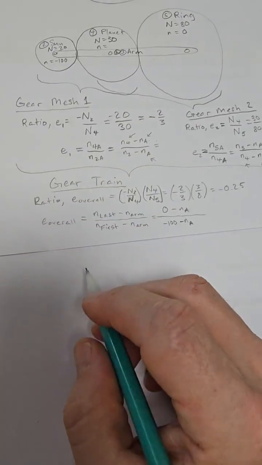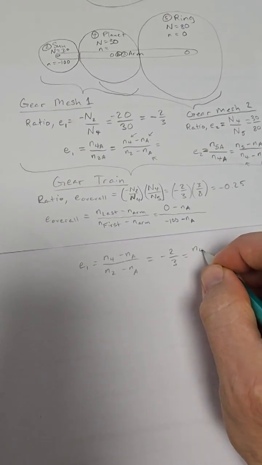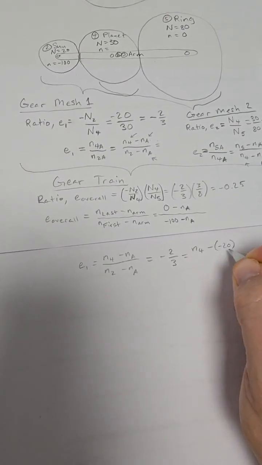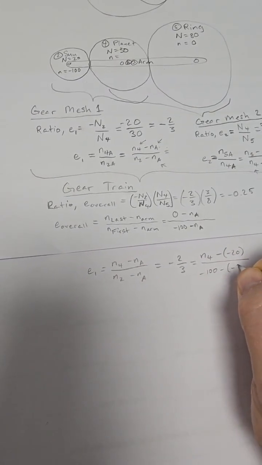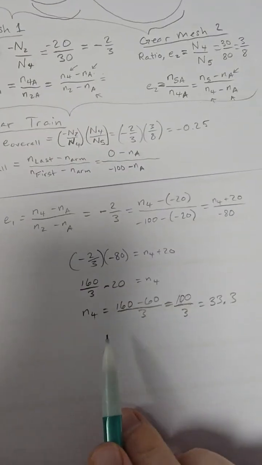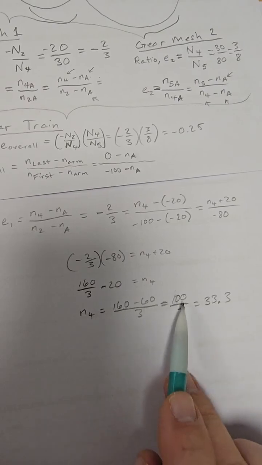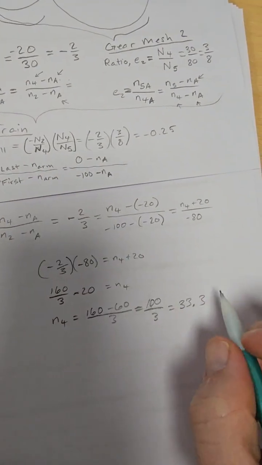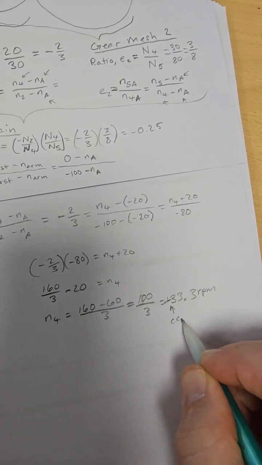So let me copy down that equation. E1 is negative 2/3, N4 is what I'm solving for, minus a minus 20, over N2, which is minus 100, minus a minus 20. Let's just do the algebra and solve for N4. Solving the algebra, N4 equals 160 minus 60 over 3, equals 100 over 3, equals 33.3 RPM, and that's positive, which means that's counterclockwise.